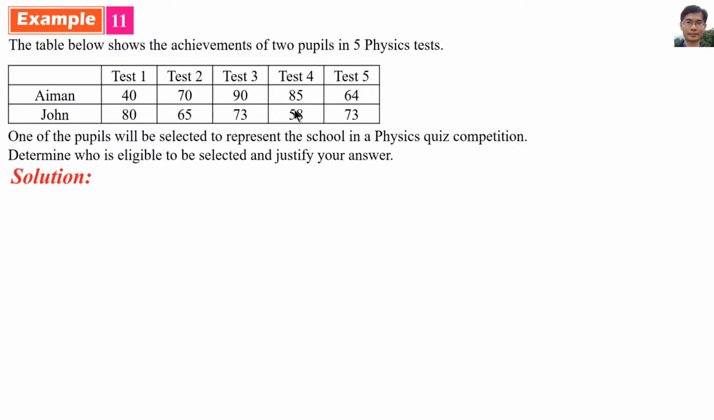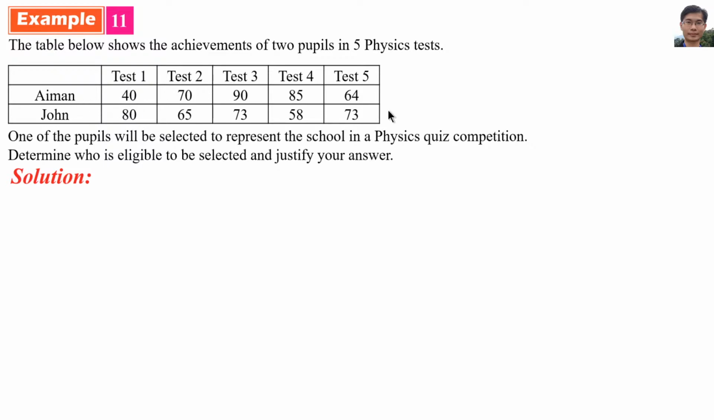This is not group data. It is ungrouped. It is just simply put in a table. It seems like it's group data, but actually it's not. Actually, Iman's scores are 40, 70, 90, 85, and 64. They don't group at all. 40 means test 1, 70 means test 2. That's all. They don't group, but are just written in a table. Okay, this is not group data.